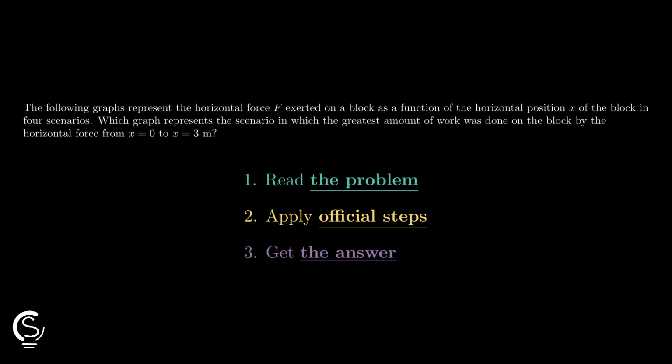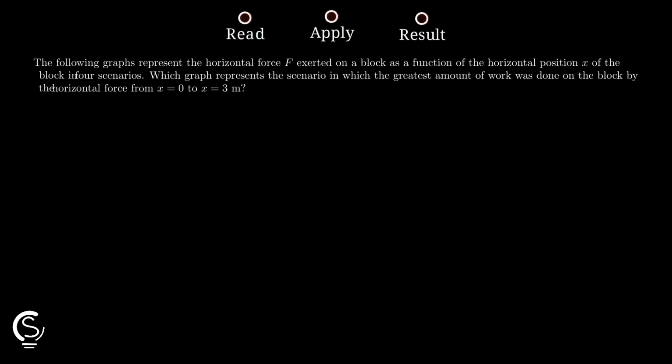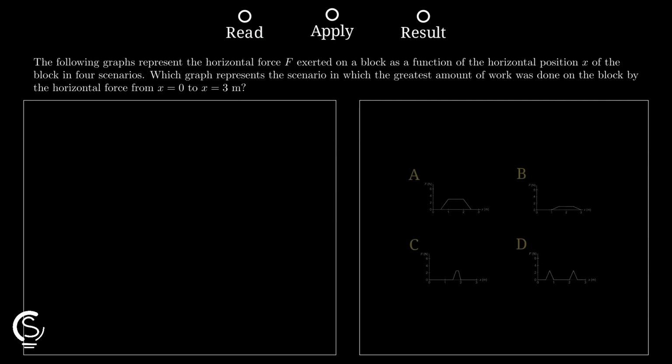Work is the area under a force position graph. We must find which scenario shows the greatest work done from 0 to 3. The work done by a horizontal force is calculated by finding the area between the curve and the horizontal axis. We must evaluate this area for each of the 4 graphs.